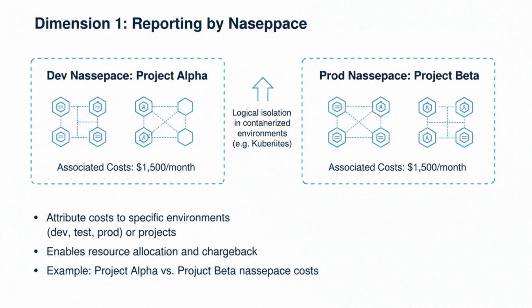In containerized environments, namespaces provide logical isolation for resources like Kubernetes pods, services, and deployments. Assigning costs to namespaces allows teams to see the expenditure directly related to their isolated environments. This is particularly powerful in multi-tenant clusters or environments where different projects or stages, dev, test, prod, share infrastructure. By segmenting costs at this level, platform teams can better manage resource allocation and charge back to specific projects or environments, ensuring that the development team for Project Alpha understands their namespace's consumption, distinct from Project Beta.